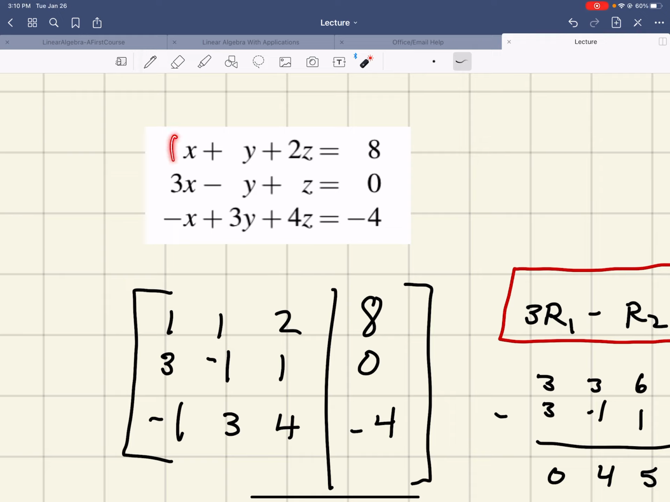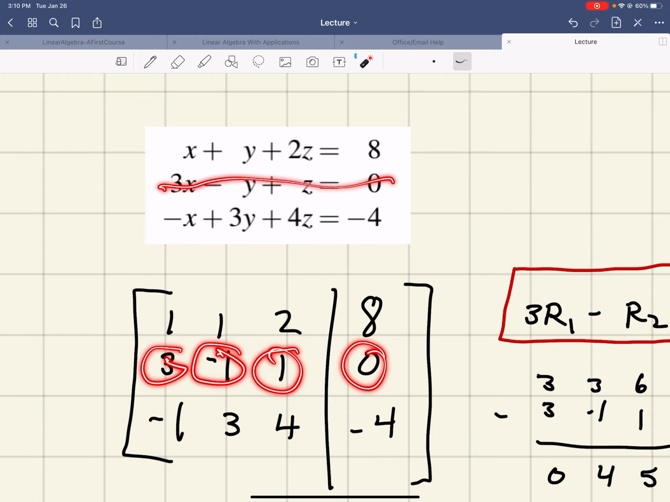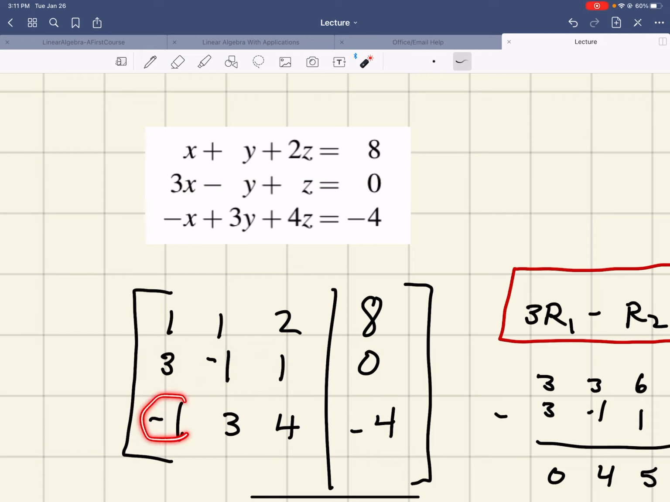Right here, it's 1x, so there's 1x. 1y, there's 1y. 2z's, there's 2z's, and it equals, this is the augmentation, kind of the equals line. And then you have the 8. Here's the 3x minus y plus z is 0, this line right here. And then finally, here's the negative x plus 3y plus 4z is negative 4, that line right there.